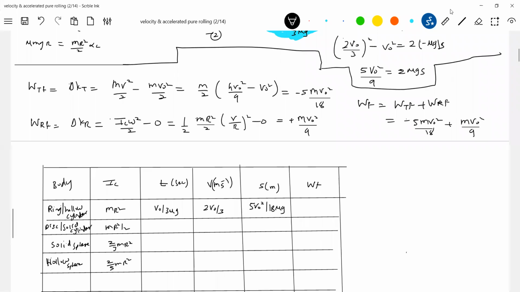Net work done by friction is minus 3 mv naught square by 18. Minus 3 mv naught square by 18, not 5. Okay, thank you. You see this? This will be friction.